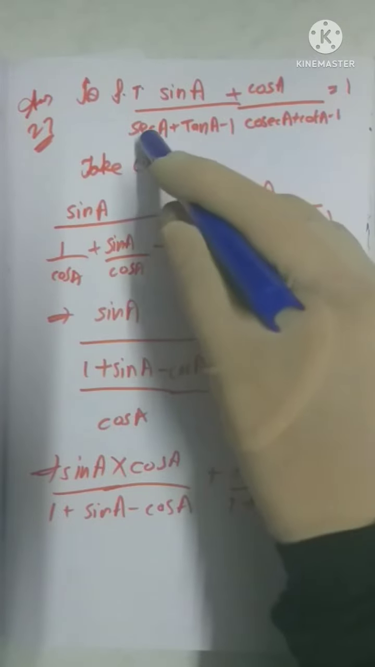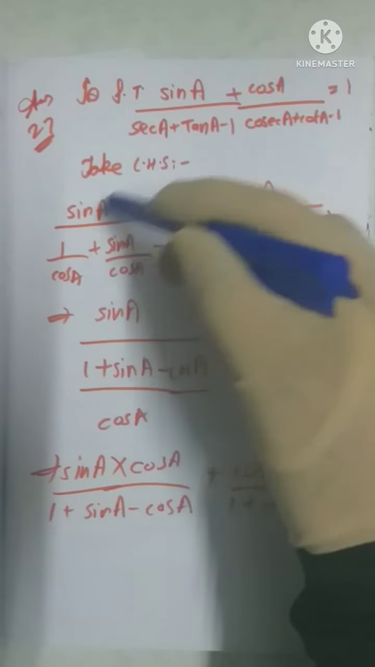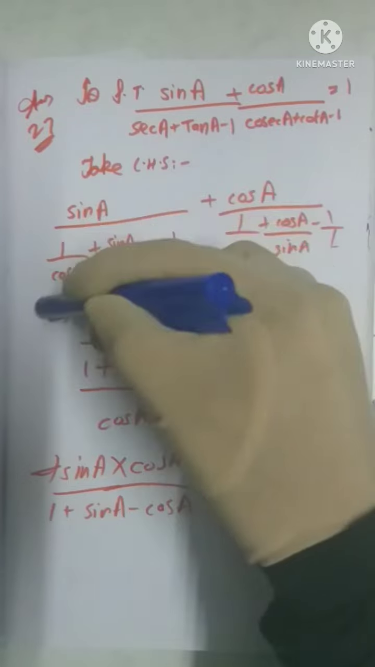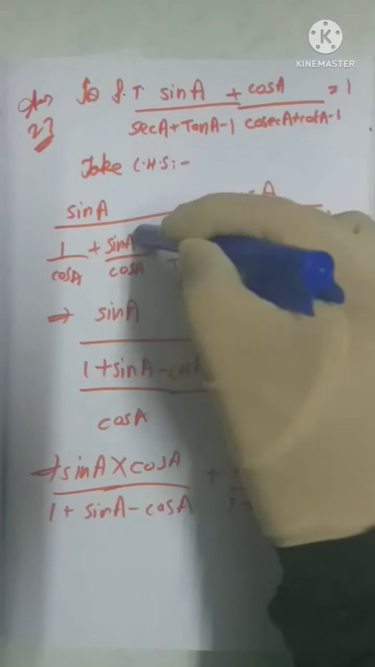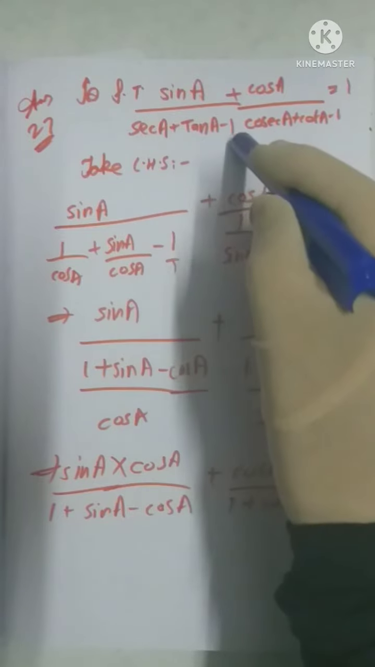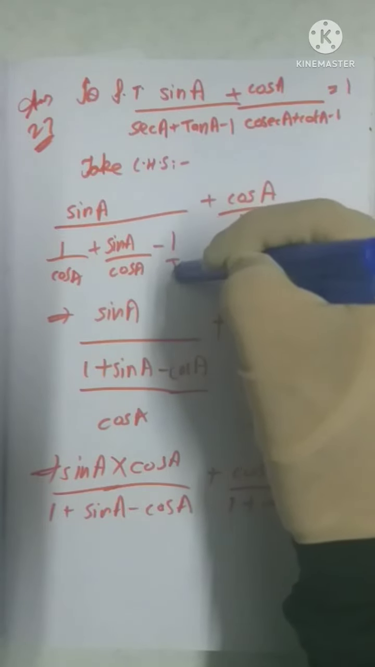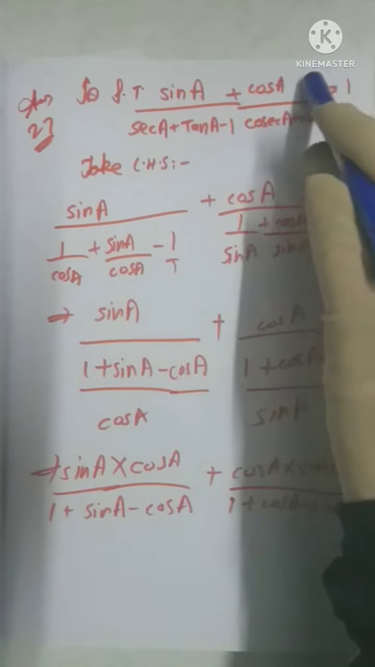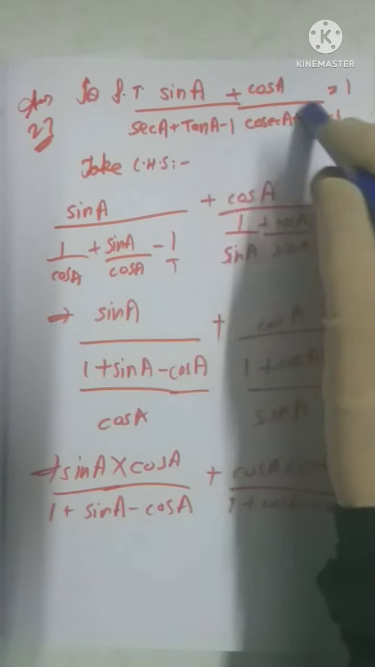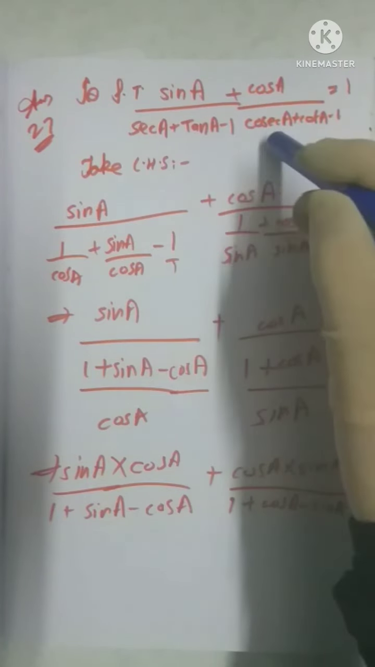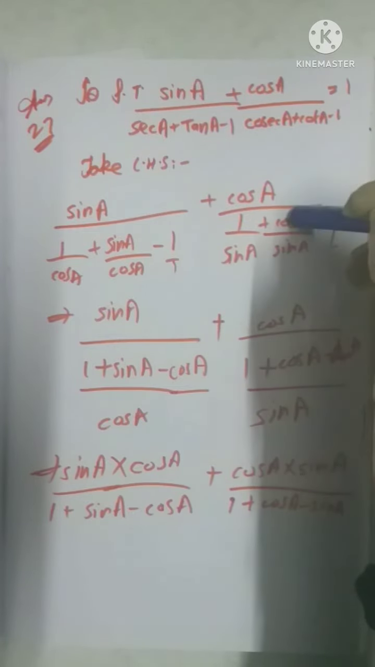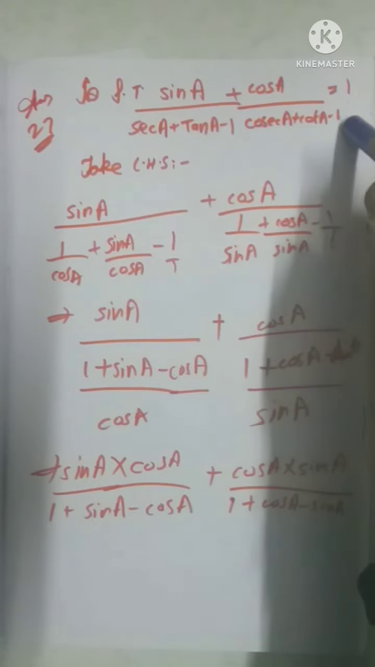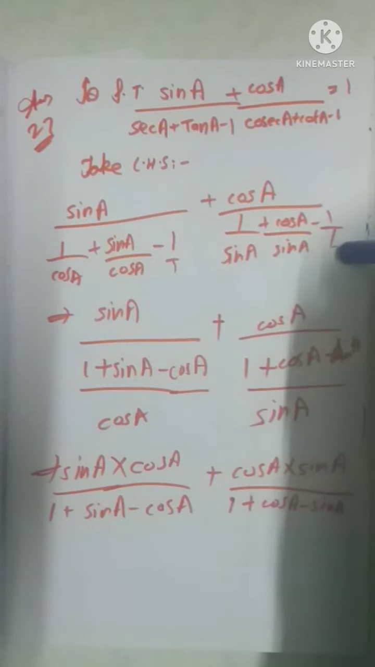Sin A by secant A is nothing but 1 by cos A, because we know that secant theta is 1 by cos theta, and tan A is sin A by cos A, because we know tan theta is equal to sin theta by cos theta. Minus 1 can be written as 1 by 1, plus cos A as it is. How can we write cosecant A as 1 by sin A? Because we know that cosecant theta is 1 by sin theta. And what is cot A? Cos A by sin A, because we know that cot theta is cos theta by sin theta. Minus 1 can be written as 1 by 1.